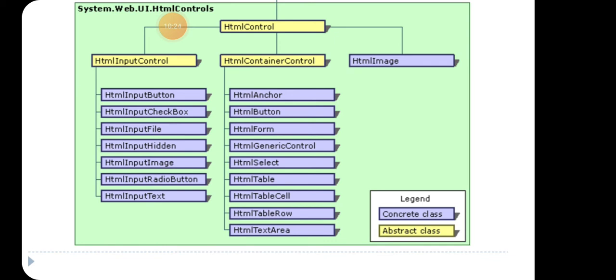HTML text area is nothing but the text box which can allow multiple lines of text. HTML input text means the text box which allows only a single line of input. Text area will accept multi-line input. Next, the HTML image.